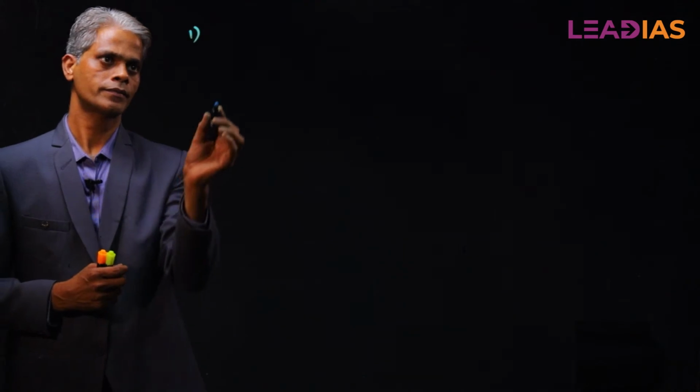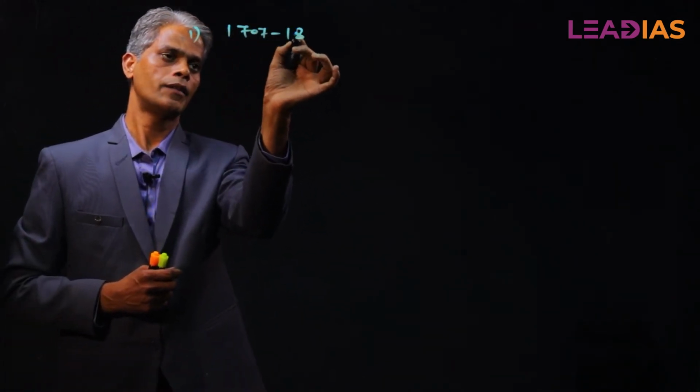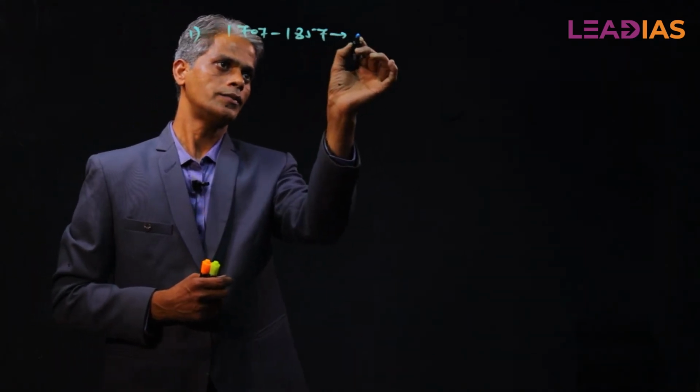So we were seeing that the constitutional development started during the modern phase, and in the modern phase, that too in the first part, that is nothing but from 1707 to 1857, that is nothing but the company rule.